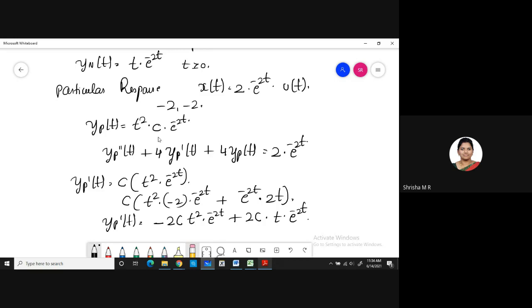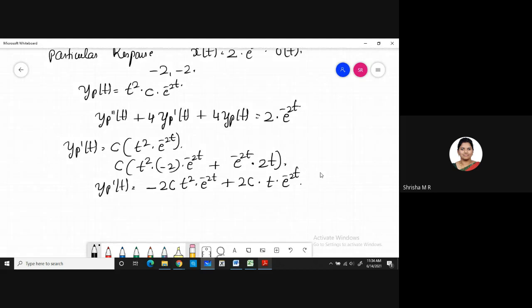We are differentiating this to get yp dash of t. So you have t square and e power minus 2t. Product rule we can use. Keep this constant, differentiate this, then keep this constant and differentiate this. Got it? Clear?